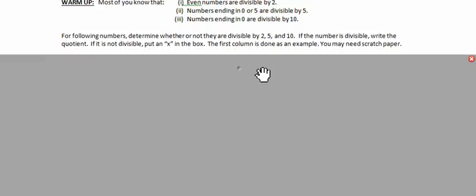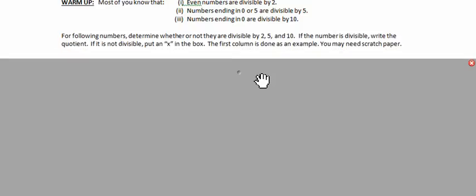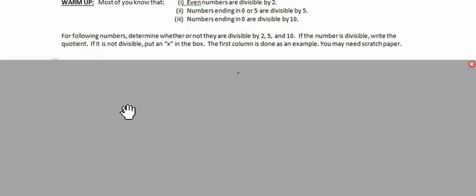So using these rules for the following numbers, determine whether or not they are divisible by 2, 5, and 10. If the number is divisible, then write the quotient. The quotient, remember, is the answer to a division problem. If it is not divisible, then you can just put an X. The first column is done as an example.